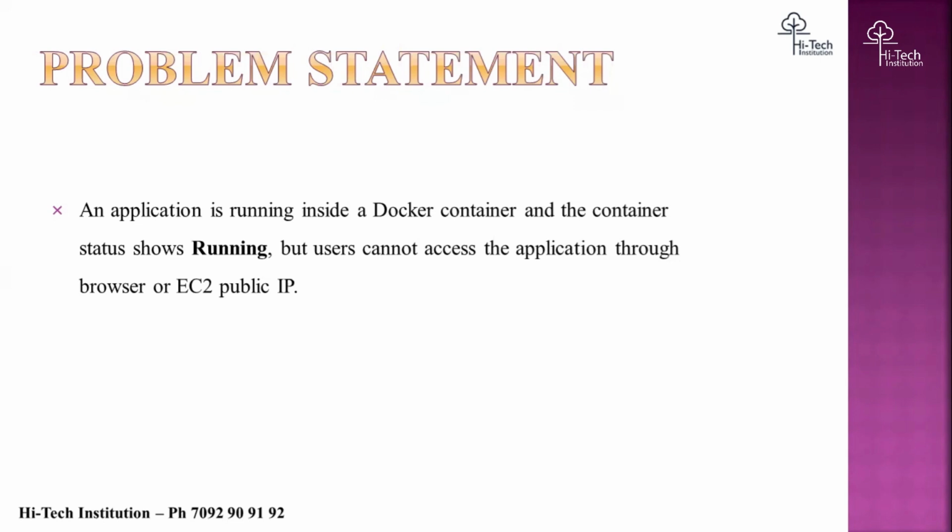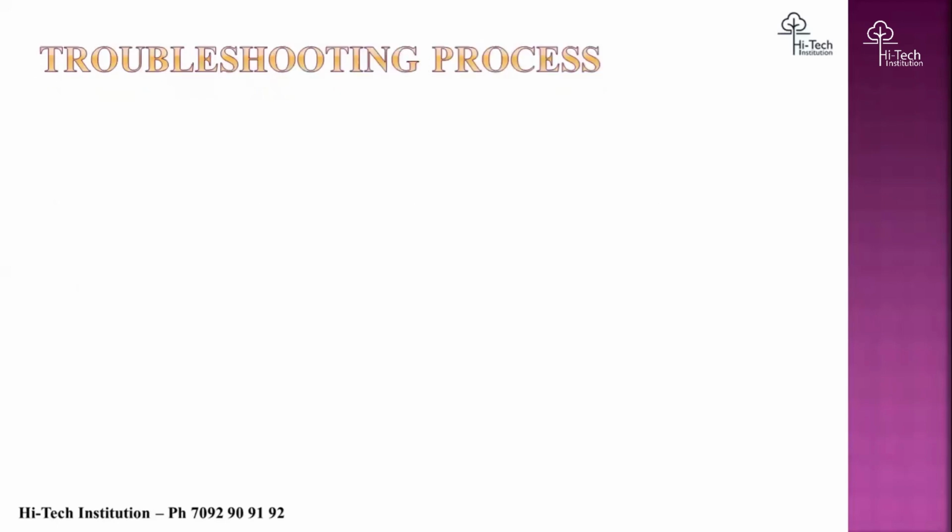So here the application is running inside the Docker container and the container is showing as running, but the user couldn't access the application through the browser using the EC2 public IP. So this is what we're going to troubleshoot, and let's get started.